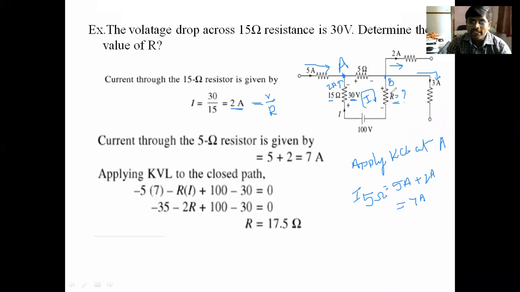And here, what is the value of current flowing through R? To find that, here I5 is coming like this, and 2 amp and 3 amp are leaving. This is 3 amp and 2 amp. Now apply KCL at B.